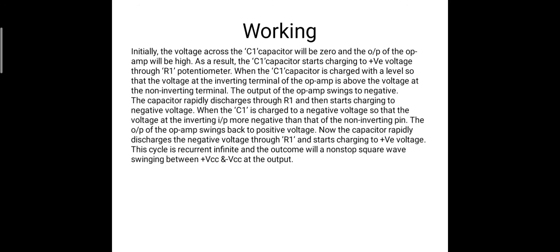Now what happens? The capacitor rapidly discharges through R1 and then starts charging to negative voltage. When C1 is charged to a negative voltage so that the voltage at the inverting input is more negative than that of the non-inverting input, the output of the op amp swings back to positive voltage. Now the capacitor rapidly discharges the negative voltage through R1 and starts charging to positive voltage. The cycle recurs infinitely and the outcome is a non-stop square wave swinging between positive VCC and negative VCC at the output.